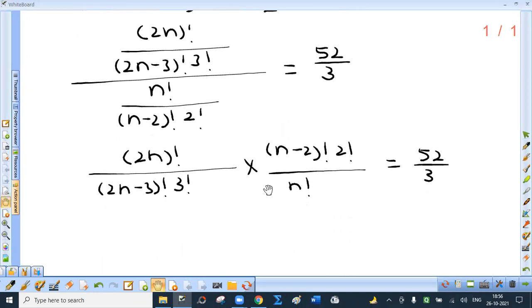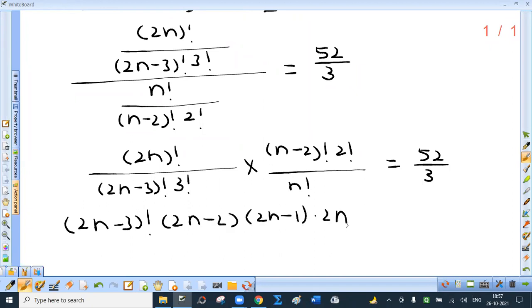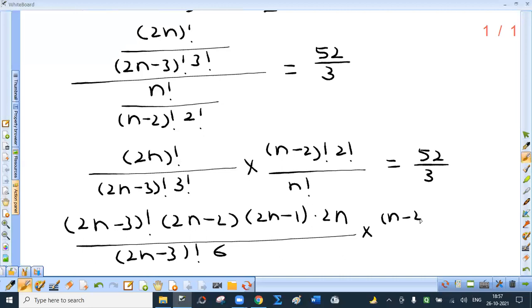Now, factorial of greater. Let me explain. Factorial of greater is factorial of smaller. I'll write that step also. Factorial of smaller, go on adding 1 unless you get greater. So 2n minus 2, 2n minus 1 into 2n. What about the denominator? 2n minus 3 factorial. 3 factorial is 6 into n minus 2 factorial into 2 factorial is 2 upon.